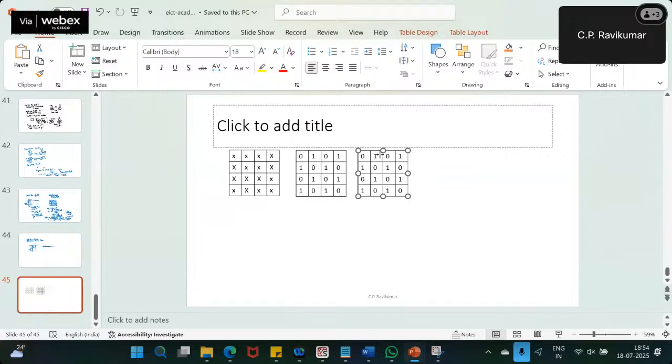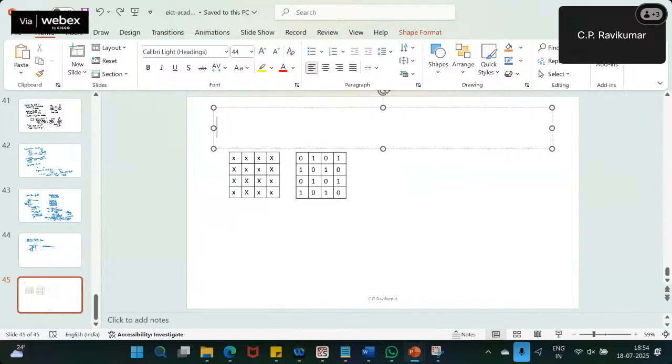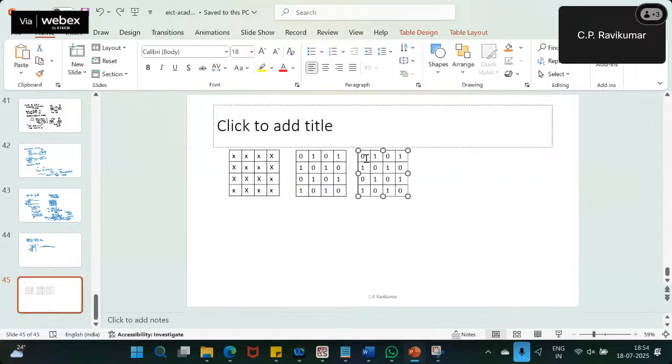After doing this we may do the reverse. That means we may go and reverse all the bits.